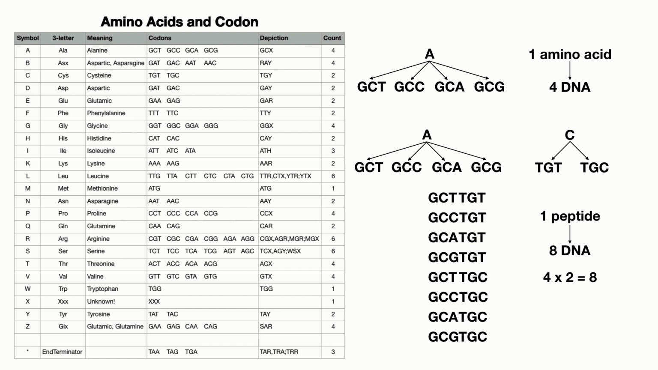Basically, it is 4 times 2, which is equal to 8. That is the number of codons of an amino acid, in this case alanine 4, multiplied by the number of codons of the next amino acid, cysteine, which is 2, which is equal to 8.